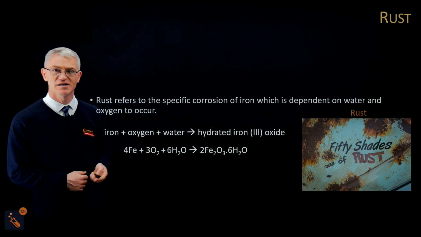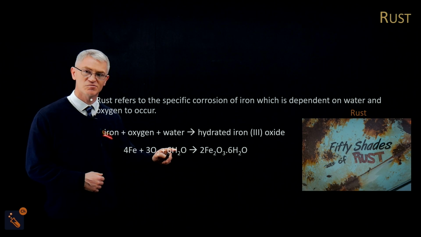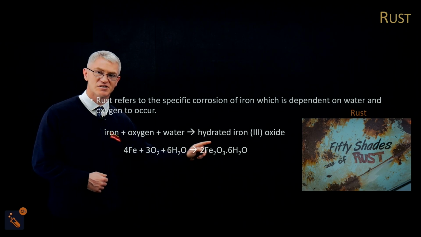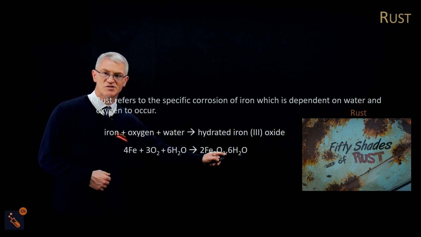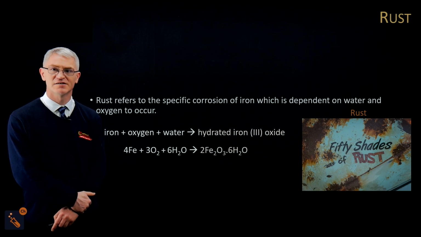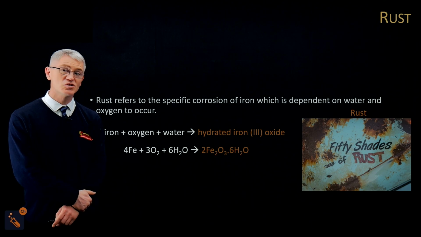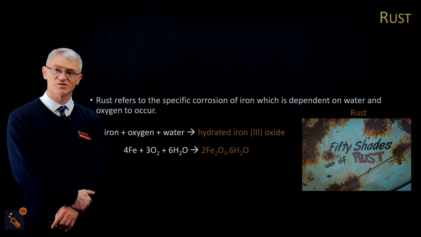Now, the balanced equation is here. Iron plus oxygen plus water goes to this iron 3 oxide. So there, if you had to stop the video, there it is, iron 3 oxide, with the waters bonded to it. This dot here just means the waters are bonded to it. Now, the colour is this orange browny colour. And that's all you really need to know about rust in terms of the chemical equation and the word equation.